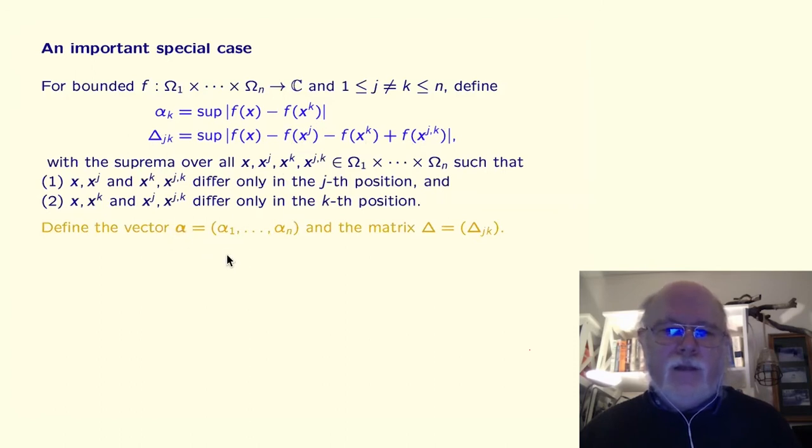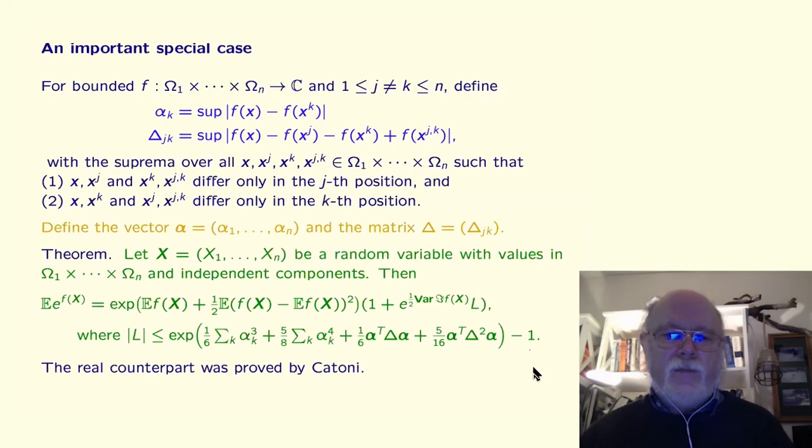Now we make the alphas into a vector and we make the delta jk's into a matrix. And the theorem looks like this. X is a random variable with values in this product domain. And here it has to have independent components. For this particular theorem, it has independent components, even though our general theorem for martingales doesn't have this requirement.